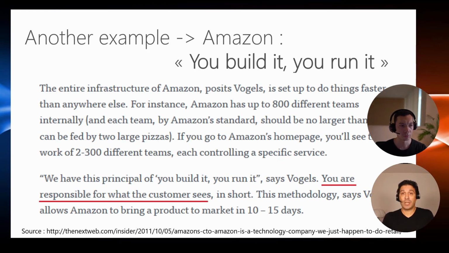And in the case of Amazon, the rule is very simple: you build it, you run it. That means the teams that are responsible for a feature, for example the basket on the e-commerce website, are responsible for building the feature, making some evolution on the feature and running it in production.